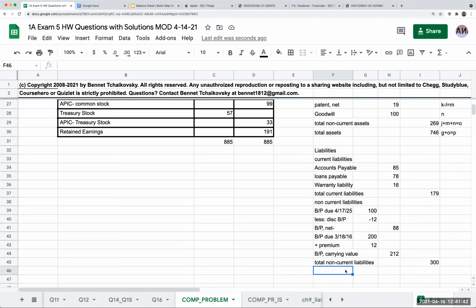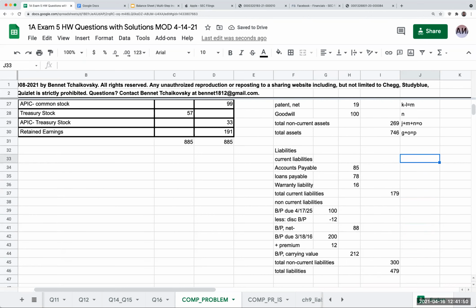So my total non-current liabilities. My total liabilities are going to be my non-current plus my current. Going back over here to the same kind of methodology, Q, R, S: Q plus R plus S equals T. U, V: U minus V equals W. X, Y: X plus Y equals Z. So my total non-current liabilities are going to be W plus Z equals AA. My total liabilities will be my total non-current plus my total current liabilities, which are over here at 479.